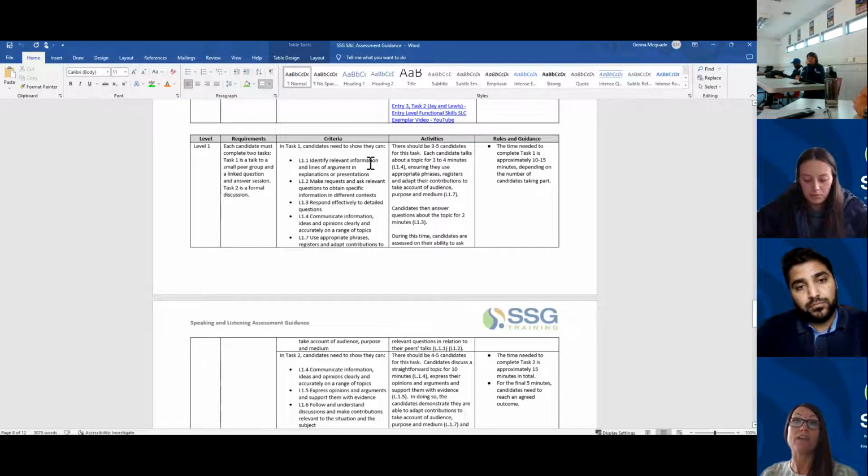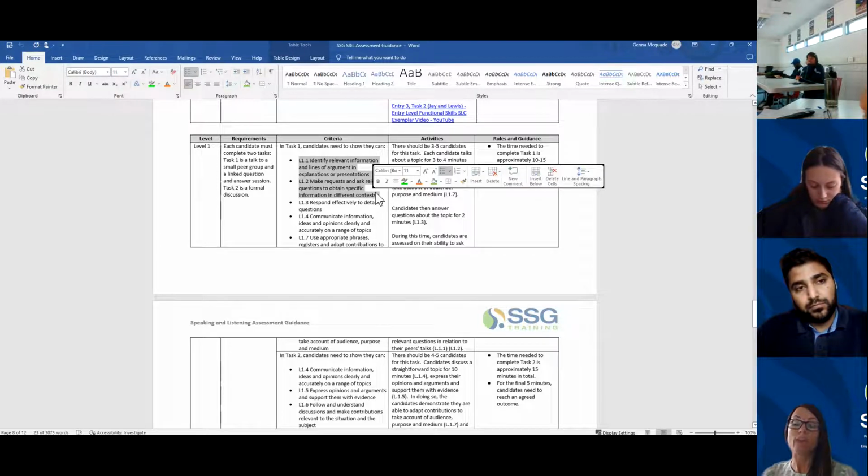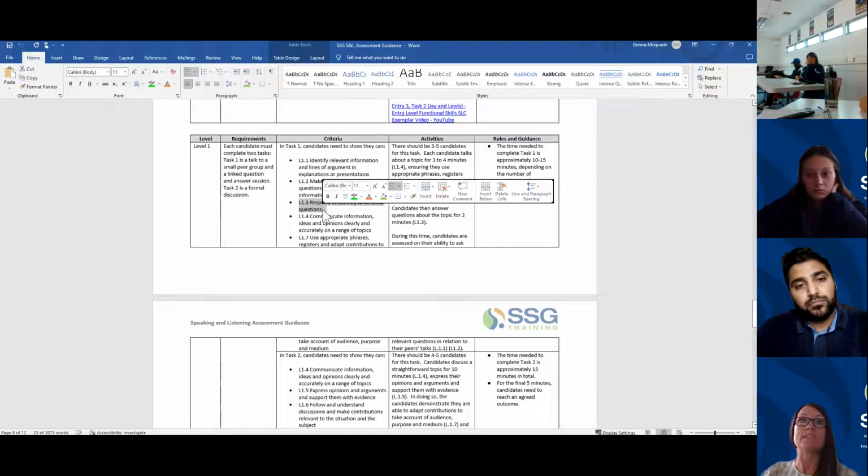So part of the criteria is them being able to communicate the information and use appropriate language. So that's 1.4 and 1.7, excuse me. The first 2 criteria, which is 1.1 and 1.2, is based on them asking others questions on their talks. So they're not assessed on that criteria while they're doing their talk, they're assessed when they're asking others questions. And then 1.3 is their ability to respond effectively to questions that people ask of them.